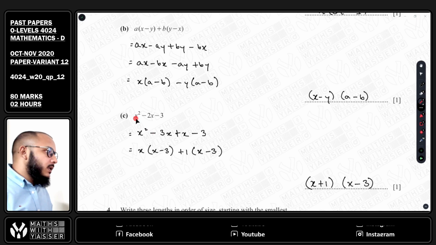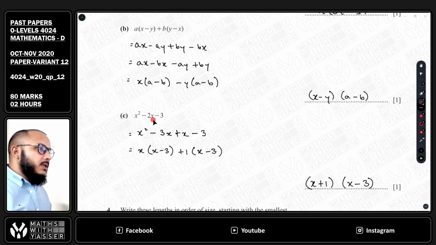Next we have x square minus 2x minus 3. Or this can be written as x square minus 3x plus x minus 3. So we are doing middle term for this equation. Now if we take x common from these two, we will have x minus 3 within brackets. And if we take 1 common from both of them, we will still have x minus 3 within brackets. So the factors will be x plus 1 and x minus 3.